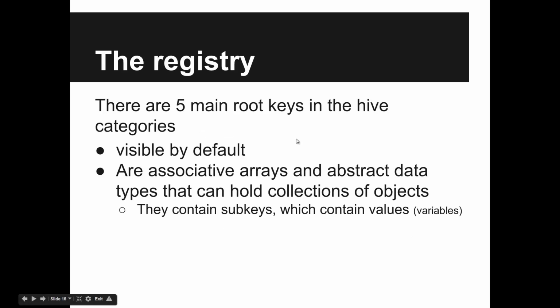So the top 5 hives are usually visible by default. They're associative arrays that hold typically text, but sometimes just abstract data. Sometimes CD keys is what most people would be familiar with. But more importantly, you should note that they can also store subhives and other forms of collections.